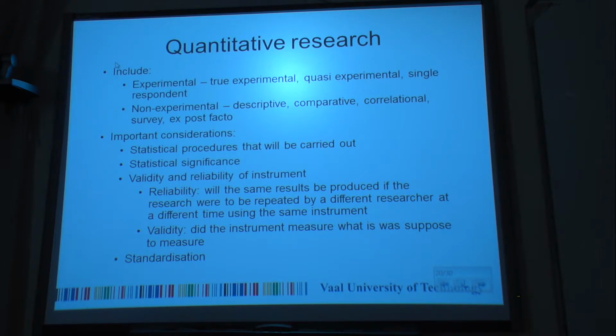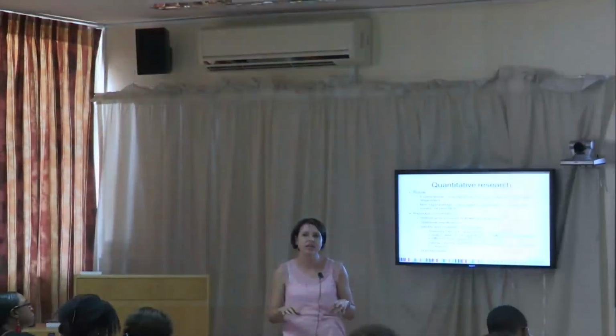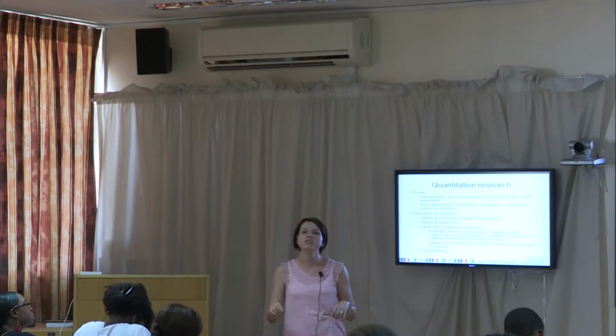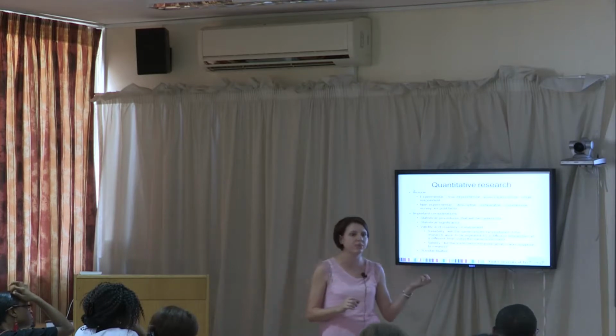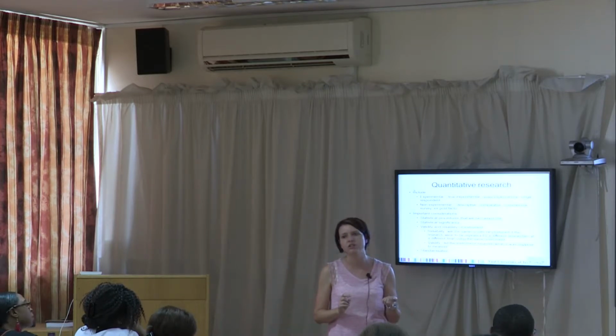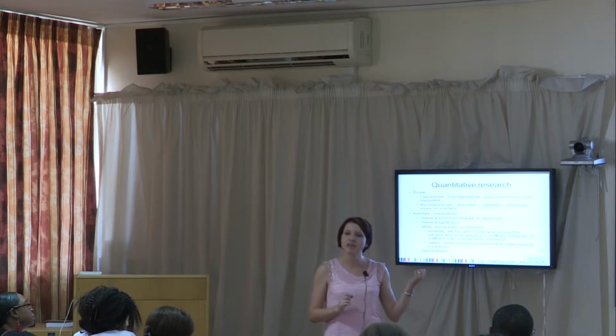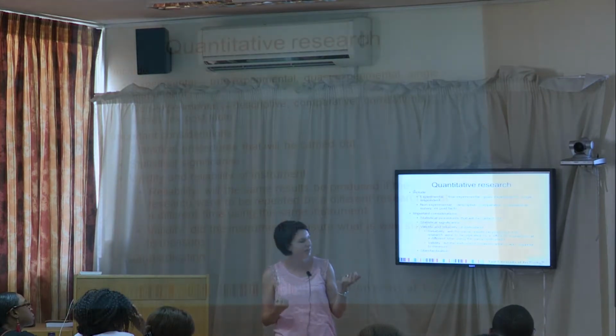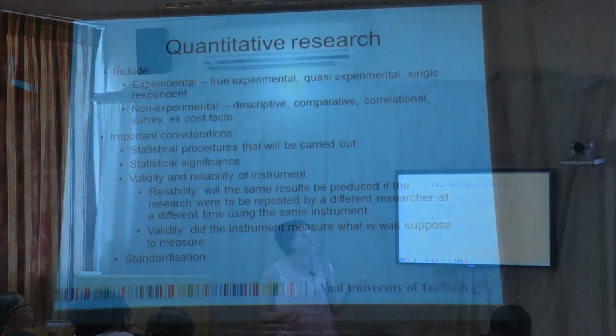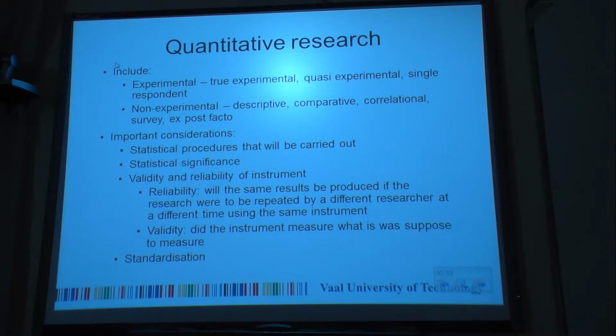Then validity and reliability of an instrument needs to be considered in quantitative research. Reliability: if you use a questionnaire now on a sample and in a month's time you use that same questionnaire again on the same sample, will it produce the same results? If it does, then your questionnaire is reliable. If it's not going to produce the same results, then it's not a reliable instrument. So this is something that needs to be taken into account when designing your questionnaires or your instruments in quantitative research. And also the validity is very important of your instrument.